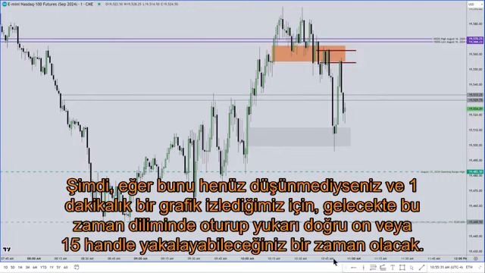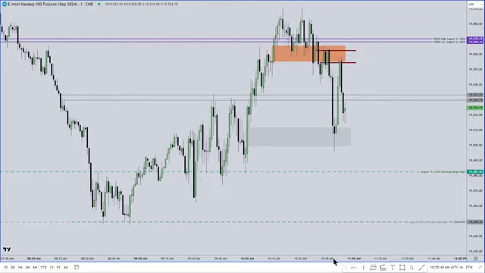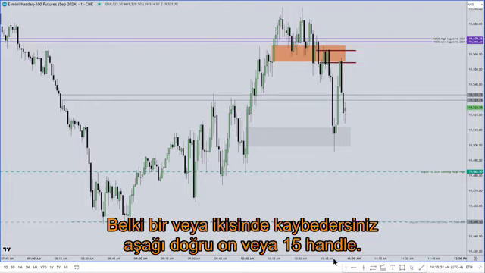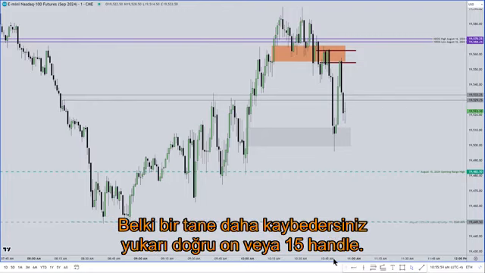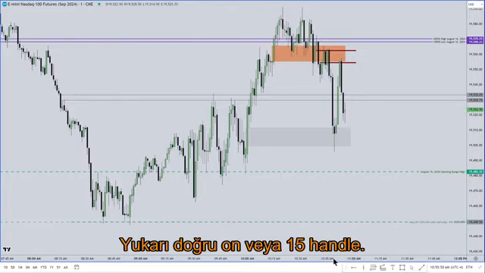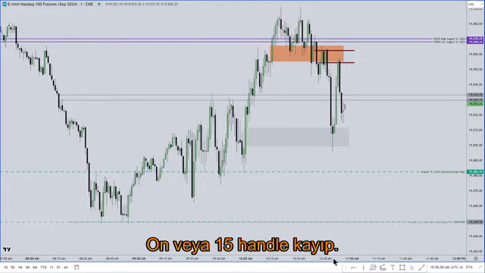Now, if you haven't already thought about this, and since we're watching a 1 minute chart, there will be a time in the future that you'll be able to sit down in this time frame and capture 10 or 15 handles going up, 10 or 15 handles going down, maybe lose on one or two, catch 10 or 15 handles going down, maybe lose one more, 10 or 15 handles up, 10 or 15 handles lost.